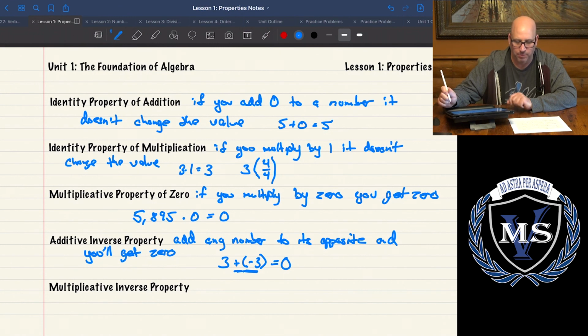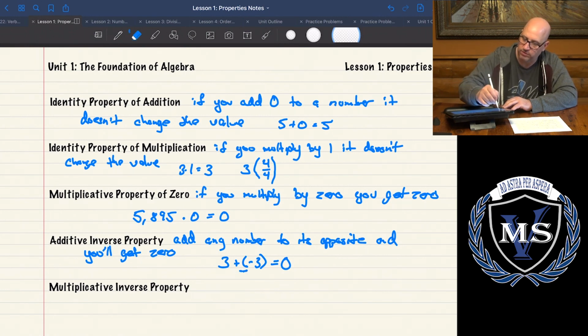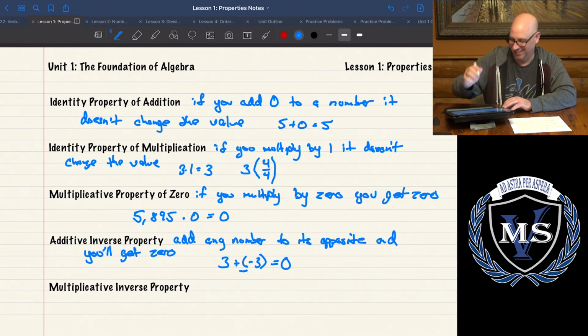All right, moving on, we have the multiplicative inverse property, our last property of the day. When you multiply a number by its reciprocal, you get 1. So, multiply, wow, I'm having a little trouble here. I need some coffee or something. I erased part of it. Oops, what did I do? Sorry, I'm back. Okay, yeah.